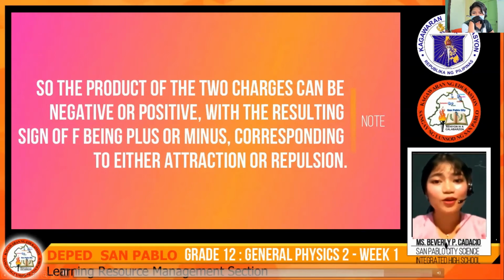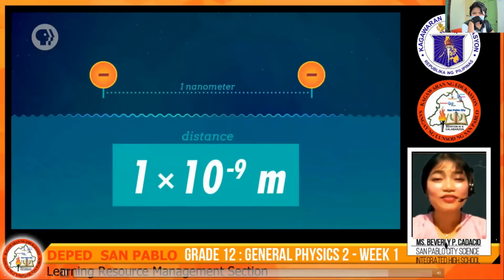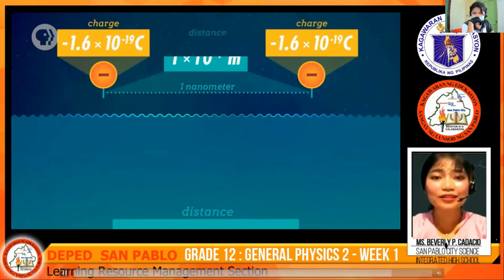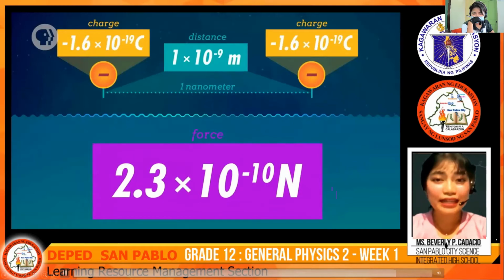Now let's put Coulomb's law to the test. Let's say there are two electrons that are 1 nanometer apart. That's 1 times 10 to the negative 9 meters. You can calculate the force between them by multiplying their charges, which are both negative 1.6 times 10 to the negative 19th coulombs, divided by the distance between them squared. You then multiply that by k, and the resulting force is positive 2.3 times 10 to the negative 10 newtons. Now, notice that the answer is positive. That means the electrons repel one another.